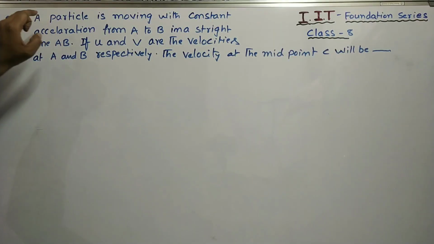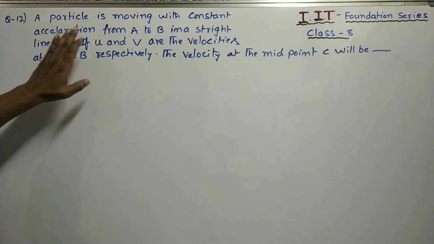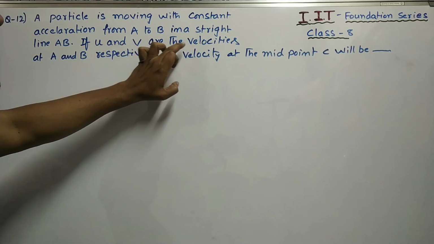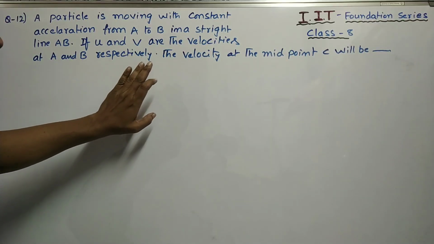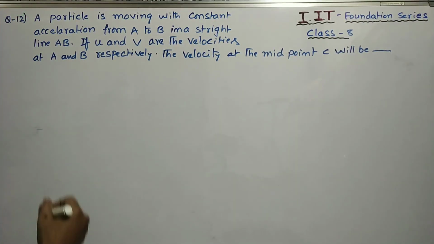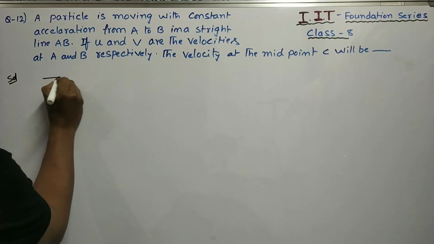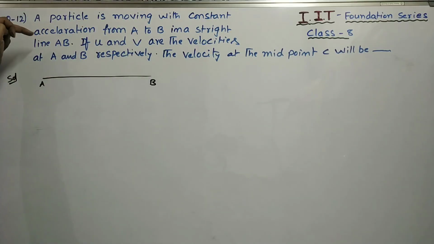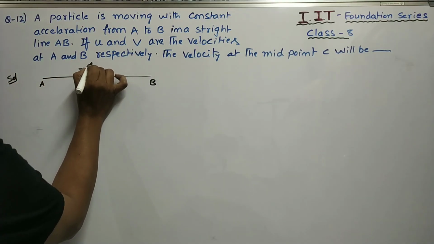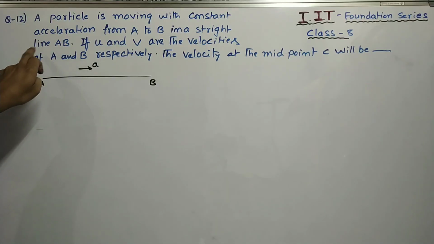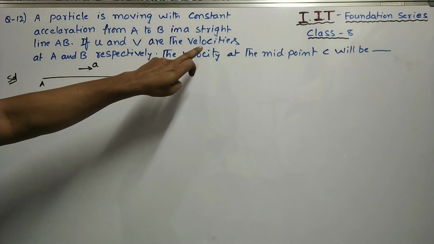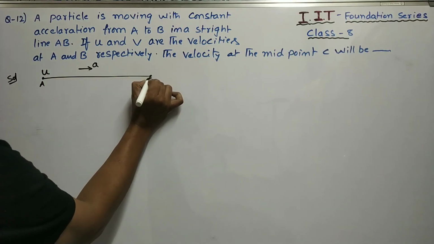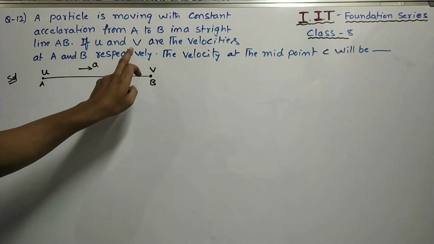The 12th question: a particle is moving with constant acceleration from A to B in a straight line AB. If u and v are the velocities at points A and B respectively, the velocity at the midpoint C will be? Suppose this is a straight line AB. Suppose u be the velocity at point A and v be the velocity at point B, that is given in the question.